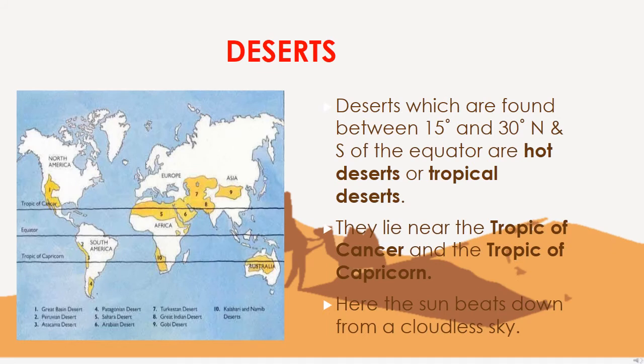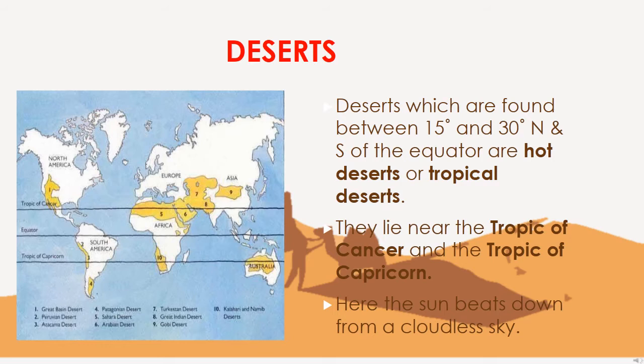Children, deserts which are found between 15° to 30° north and south of the equator are hot deserts or tropical deserts. They lie near the Tropic of Cancer and the Tropic of Capricorn. Here the sun beats down from a cloudless sky. There is almost a cloudless sky over the deserts.